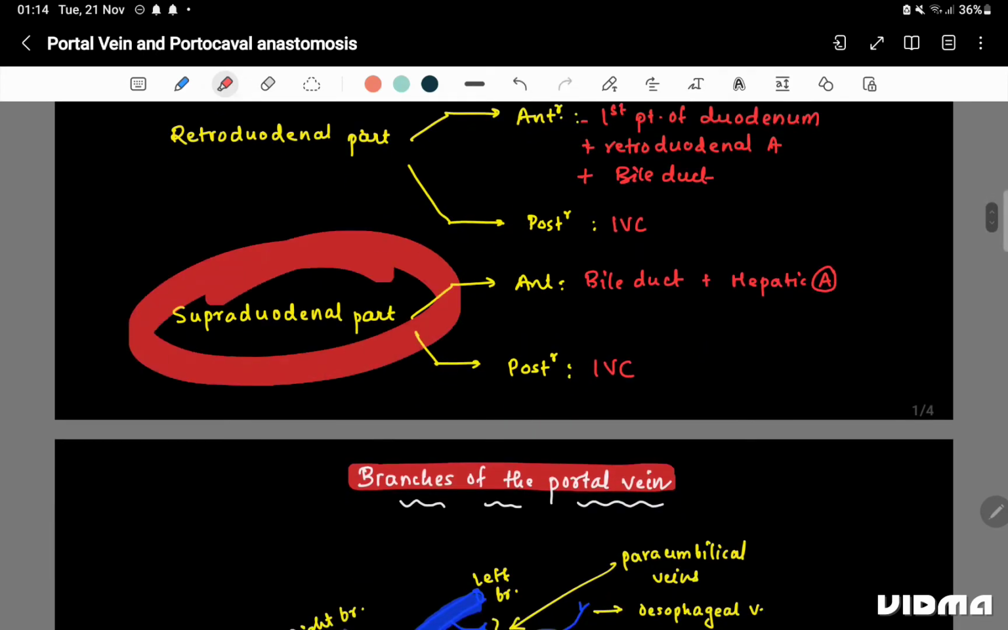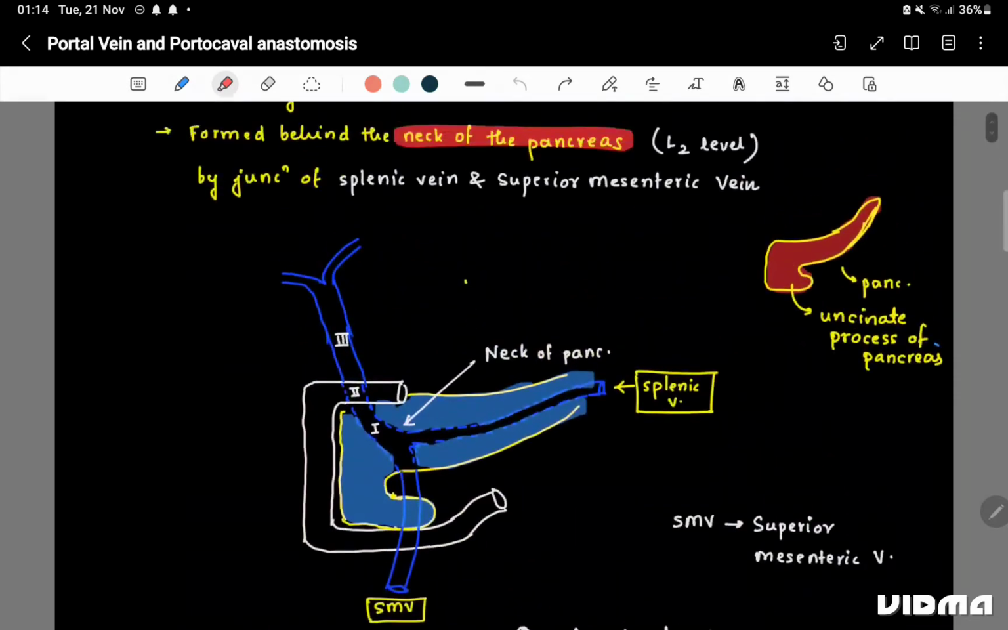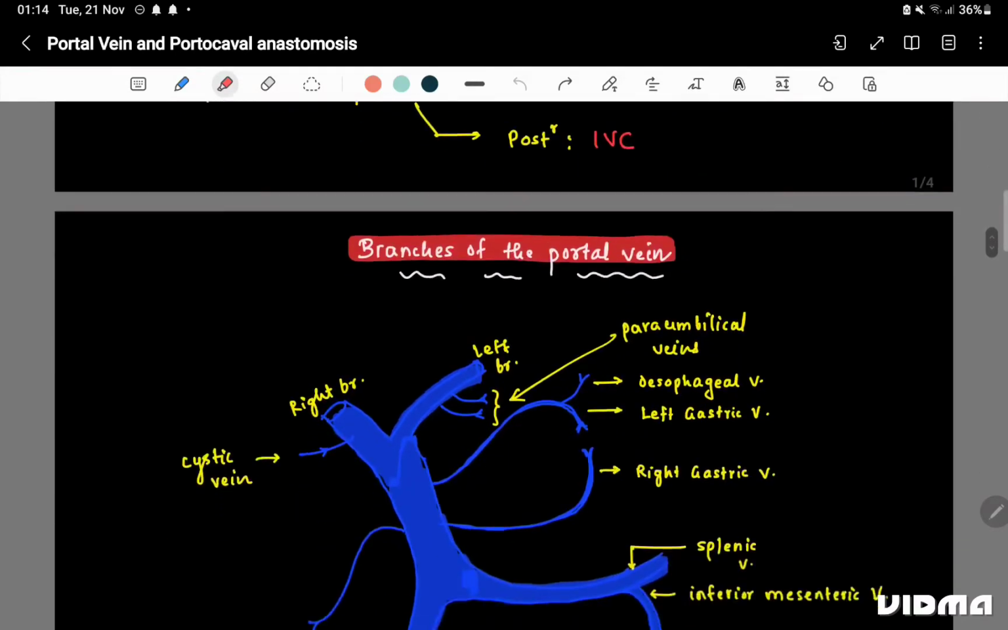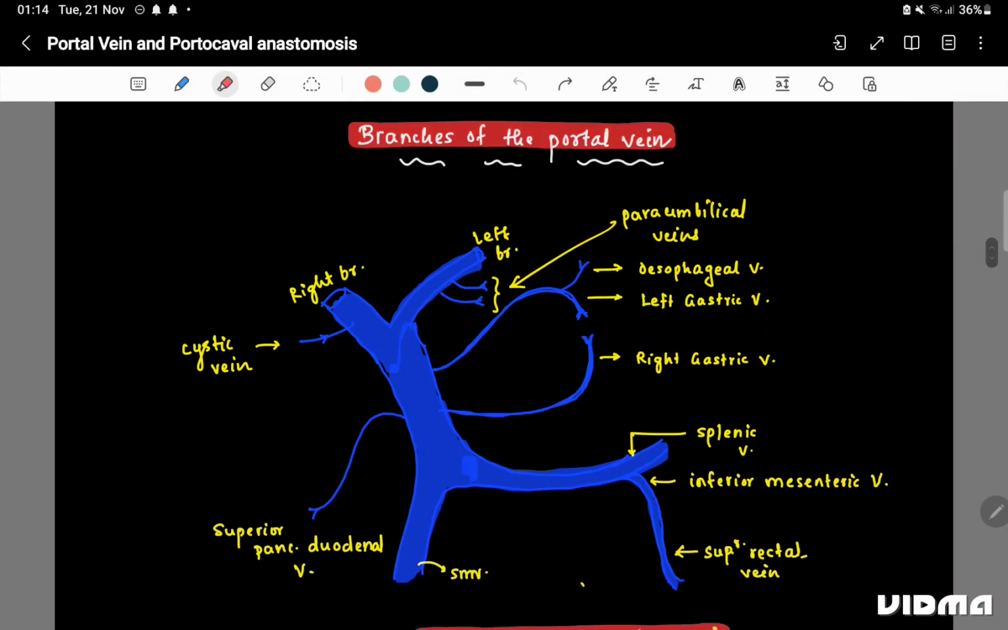Talking about the supraduodenal part, the anterior relation is the bile duct plus your hepatic artery. So your bile duct must be present and the hepatic artery must be present, and the posterior relation is again the inferior vena cava. Talking about the branches of the portal vein, what are the branches of the portal vein?